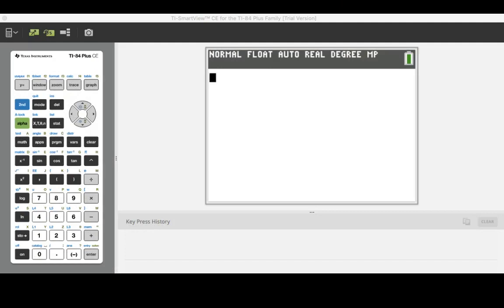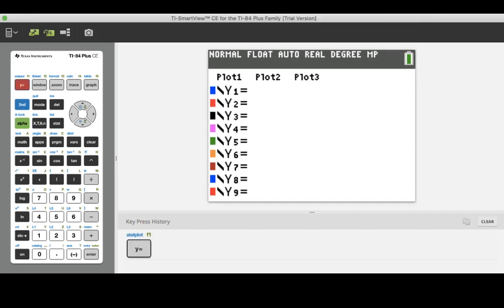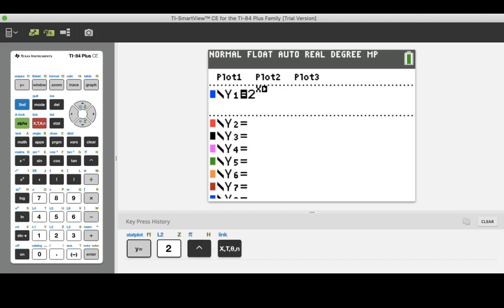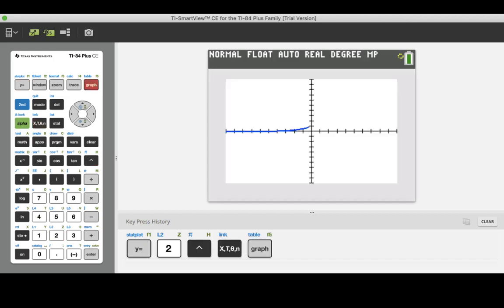Okay, so first let's just use the base function of 2 to the power of x. Go into your graphing calculator, into the y equals, and we're going to do 2 to the power of x. And let's graph that. So there we're seeing our typical exponential growth curve.